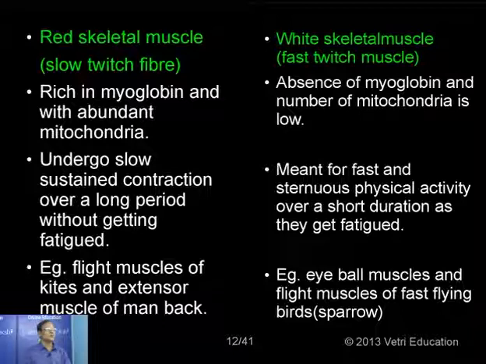The sparrow, the swift, flies fast from one place to another only for a short distance. After taking rest only, it moves again. But where is the kite? Where is the pelican? Where are the migratory birds? They move for a longer distance, like from Australia to other lakes. This happens because they have red skeletal muscle, with an abundance of myoglobin. They get tired only very slowly.